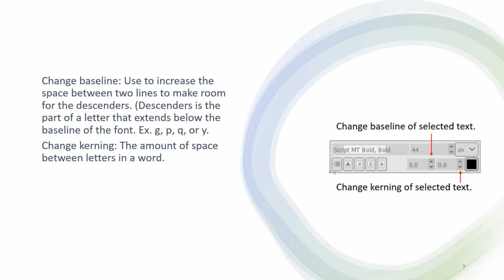Change baseline. Used to increase the space between 2 lines to make room for the descenders. Descenders is the part of the letter that extends below the baseline of the font. Example, G, P, Q, or Y. Change kerning. The amount of space between letters in a word.